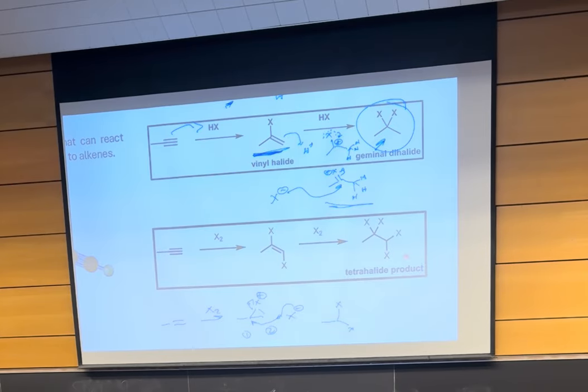So if you see a molecule like this, a tetrahalide across a single bond, with all these bromines or fluorines or whatever, you're like, oh, I know, I recognize that, it probably came from an alkyne, where I just added Br2 twice. Okay?